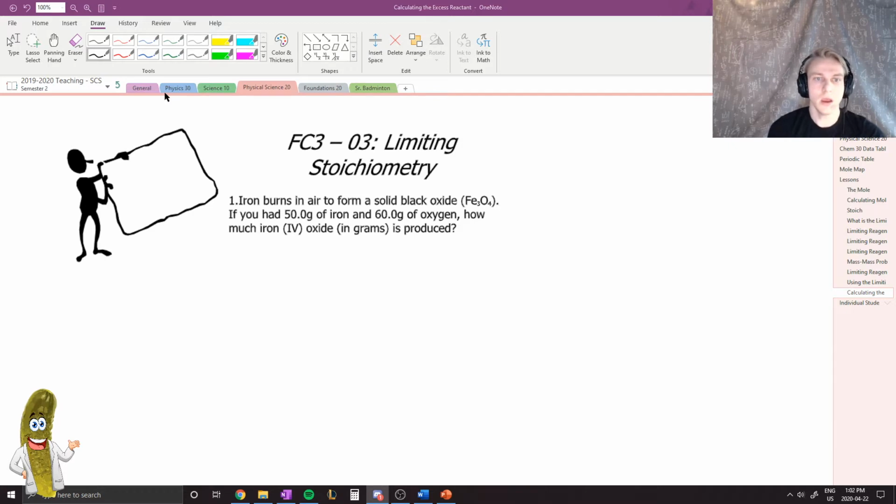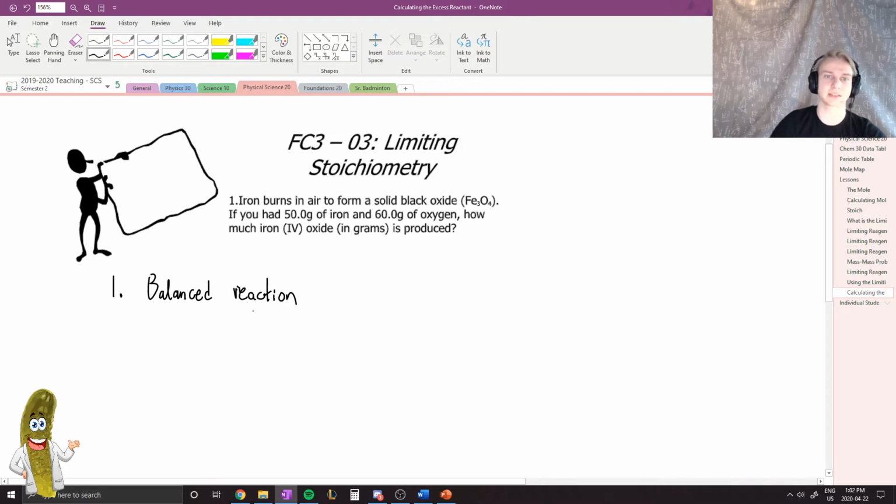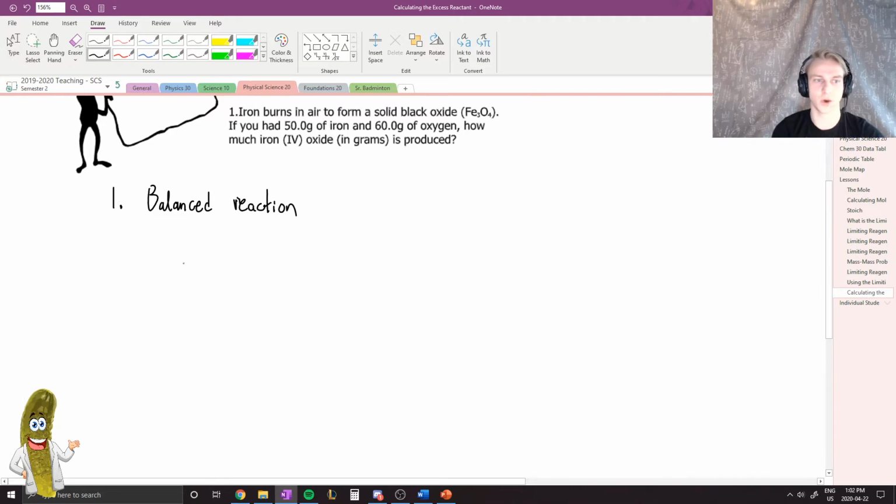So, limiting stoichiometry. The first thing that we always want to start off with whenever we have these types of questions is a balanced chemical reaction. The new thing that we are going to do, which is calculating how much excess reactant there actually is, we're going to do that absolutely last. That's the last thing that you can do. And I'll walk you through how you do that.